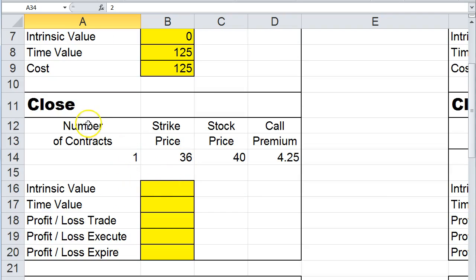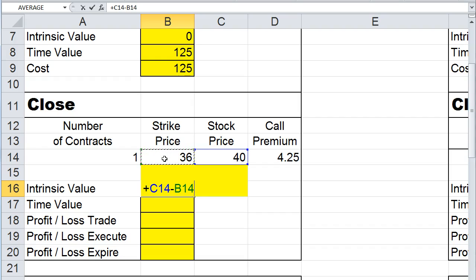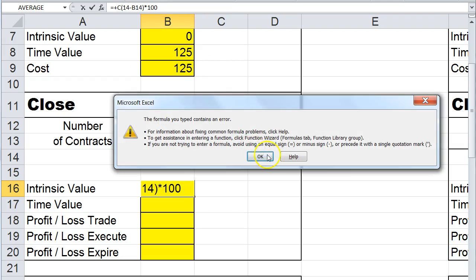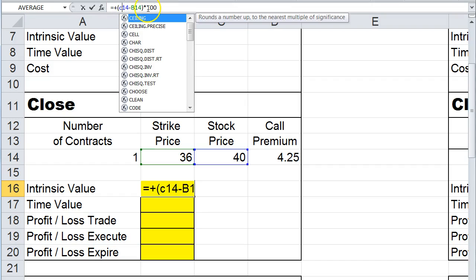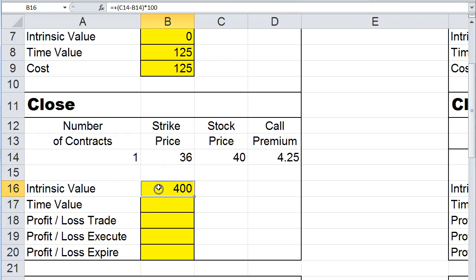Okay, now let's go to the close. On the close, let's figure out what the intrinsic value is. It's the same formula. Stock price minus strike price times 100. So let's put in the numbers. Okay, so intrinsic value is $400.